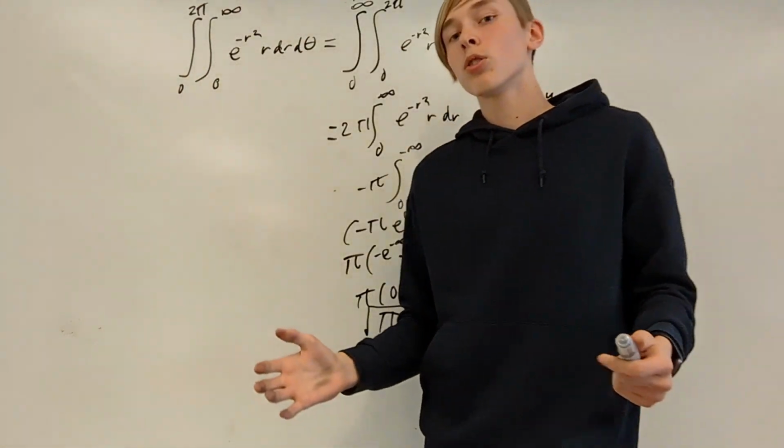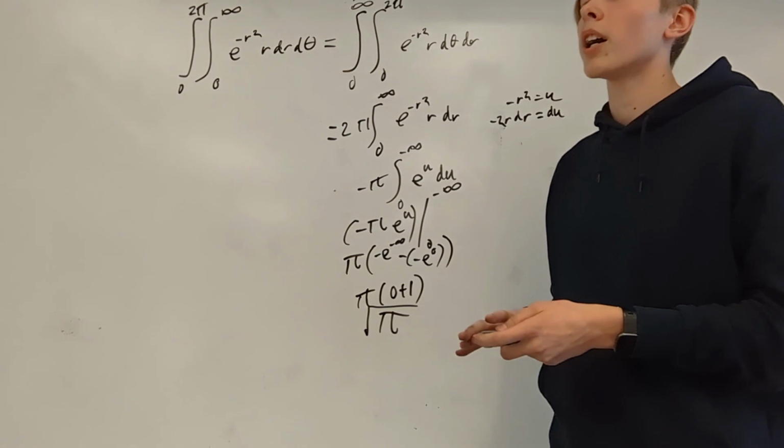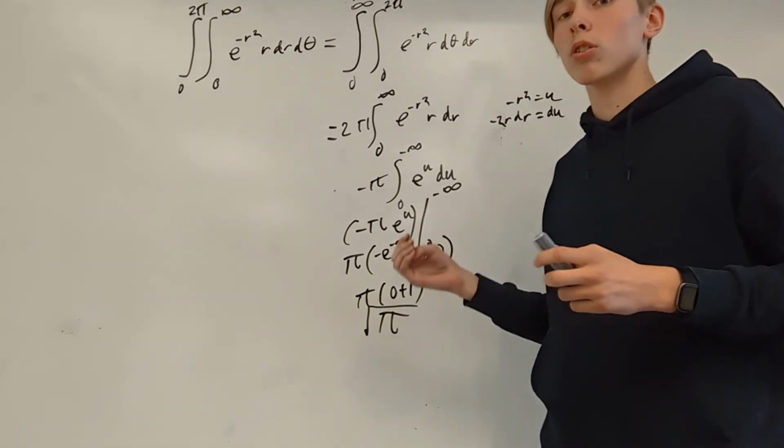So that's how you solve the Gaussian integral by changing from Cartesian to polar coordinates.